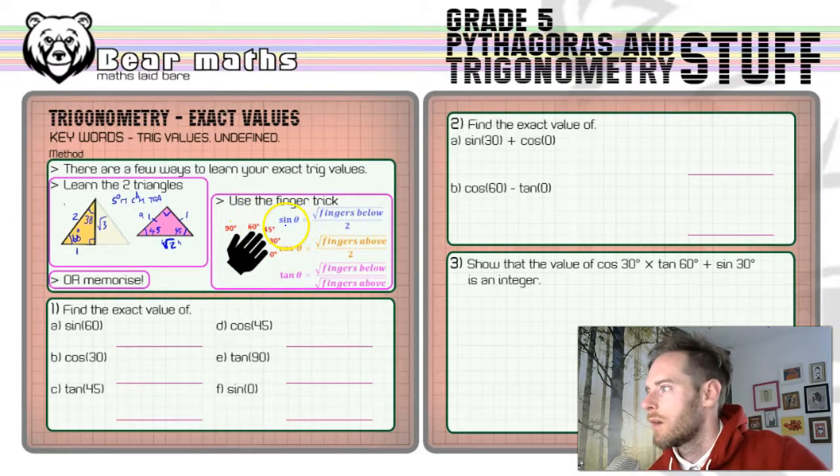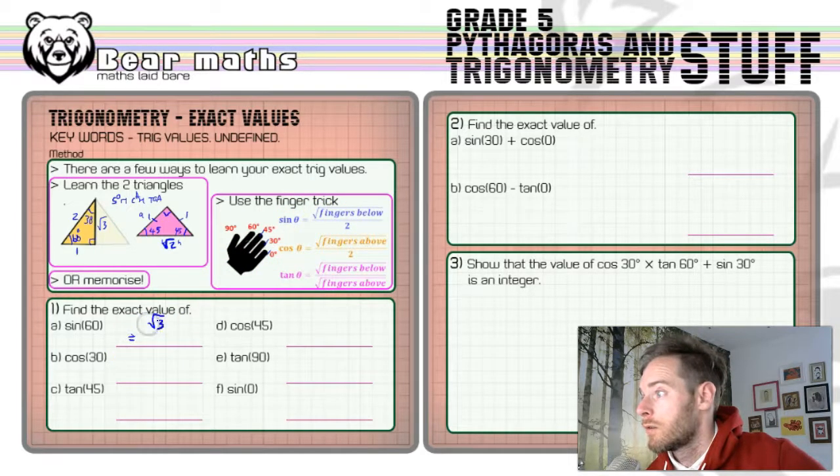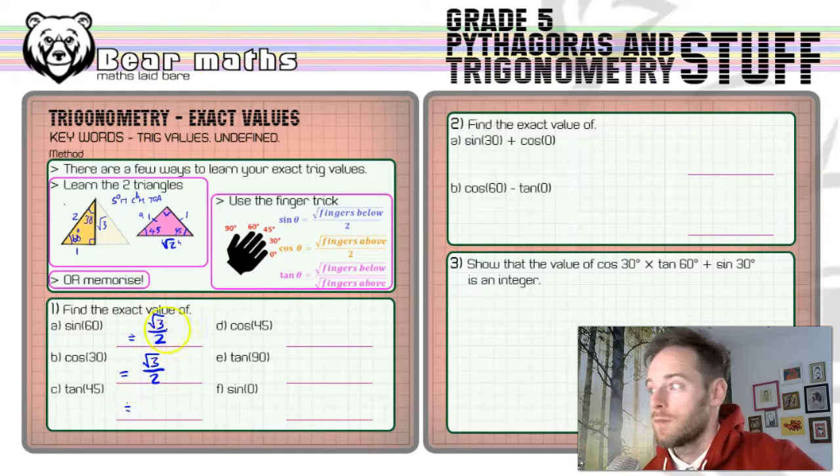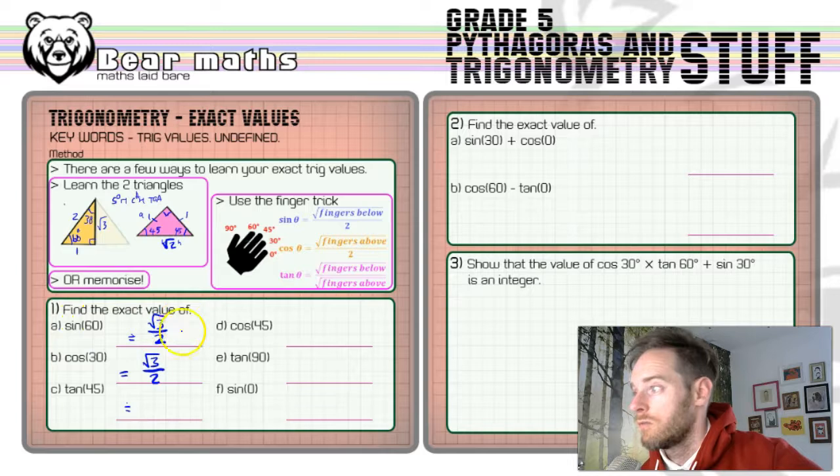So sine 60, I might have done it already in the other triangle, but I'm showing you the finger trick here. Square root of the fingers below, 1, 2, 3 fingers below the 60, so that's root 3 over 2. Cos of 30, remember it's all about the square root of the fingers above. 1, 2, 3. All right, that's root 3 over 2. It's the same thing as sine 60. You can always check these things on a calculator as well. If you just type in sine 60, you'll see that it gives you root 3 over 2.